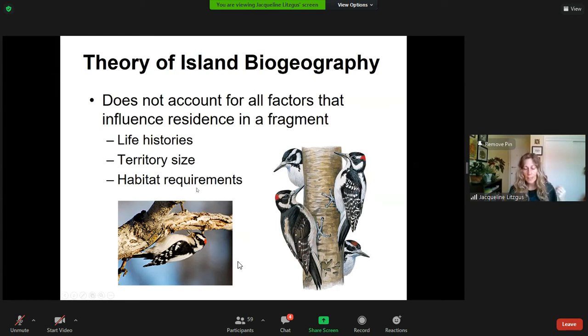So again, ecological theory is designed to help us think about the real world, but it's not a substitute for real knowledge. It provides a hypothesis, and we can test things that we observe against it to see how well it fits. Okay, so island biogeography is a similar idea.